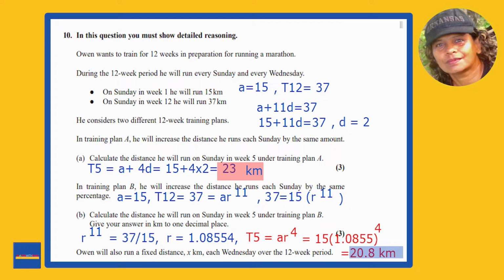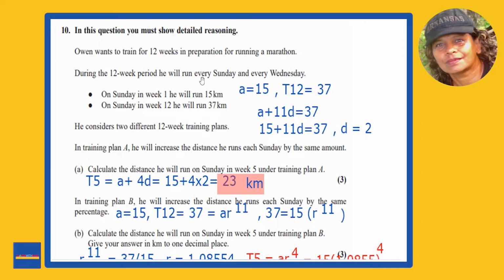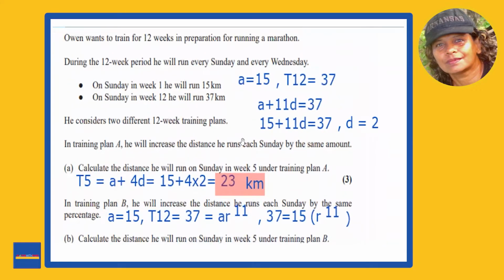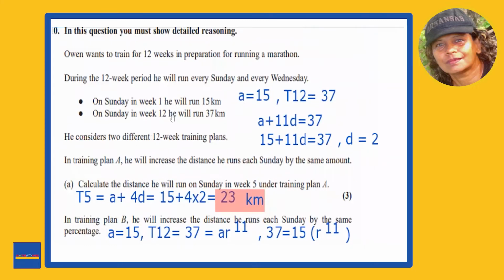The first part of the question is where they talk about a marathon, and there is a training plan A where in week 1 you run 15 kilometers. So we consider that to be essentially our first term. And in week 12 you run 37 kilometers. So we say that term 12 is 37.